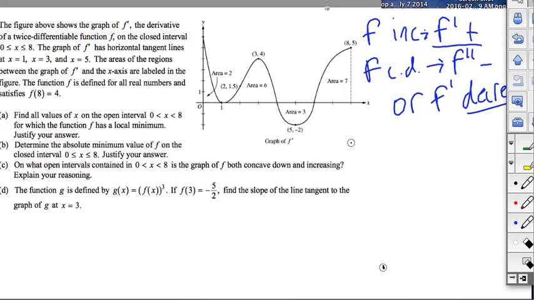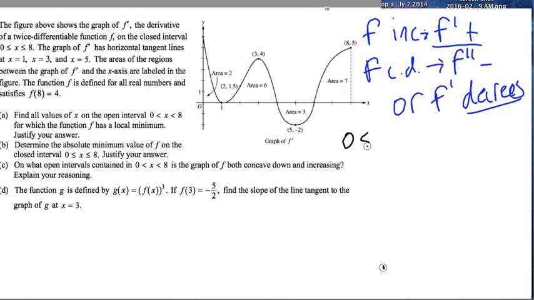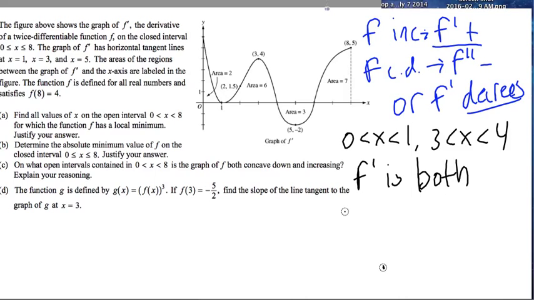So our answer is going to be on the interval 0 less than x less than 1, comma 3 less than x less than 4. And our justification is just that f prime is both positive and decreasing.